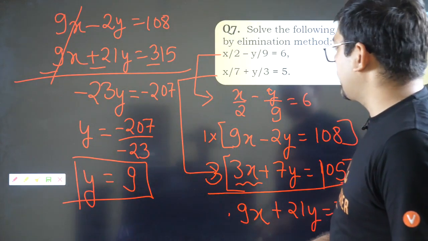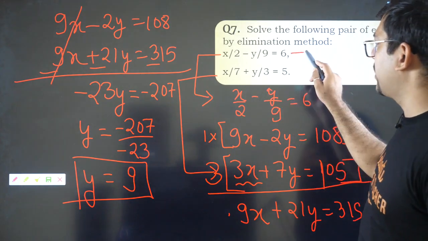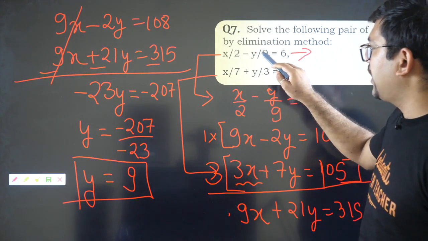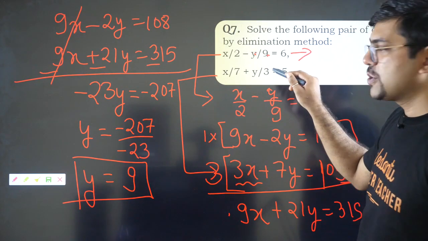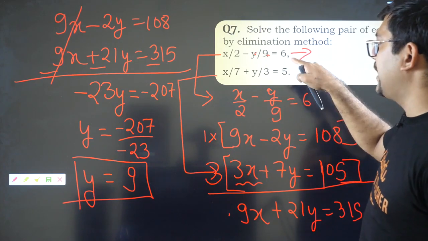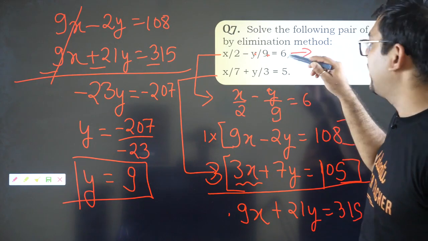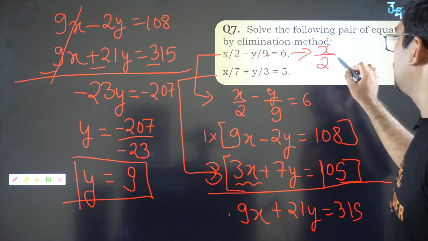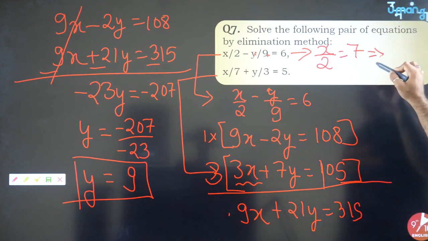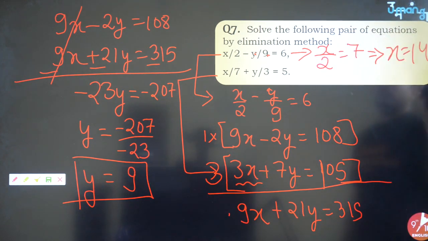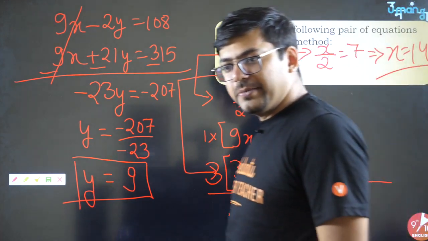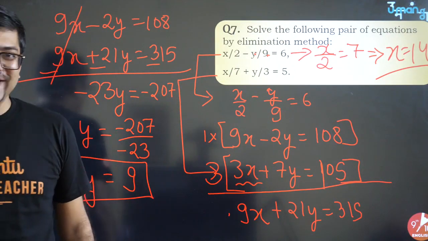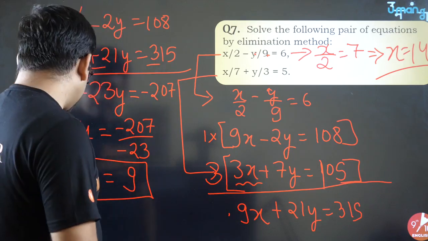Once you have got y equals 9, put it in any of the equations. Let's put it in the first one. So 9 upon 9 is 1. Send this 1 to this side, so it will become plus 1, 6 plus 1 is 7. So you have got x by 2 equals 7, which means x is going to be equal to 14. Balle balle. Yes, understood? Chalo, if you understood, let me show you the solution as well.